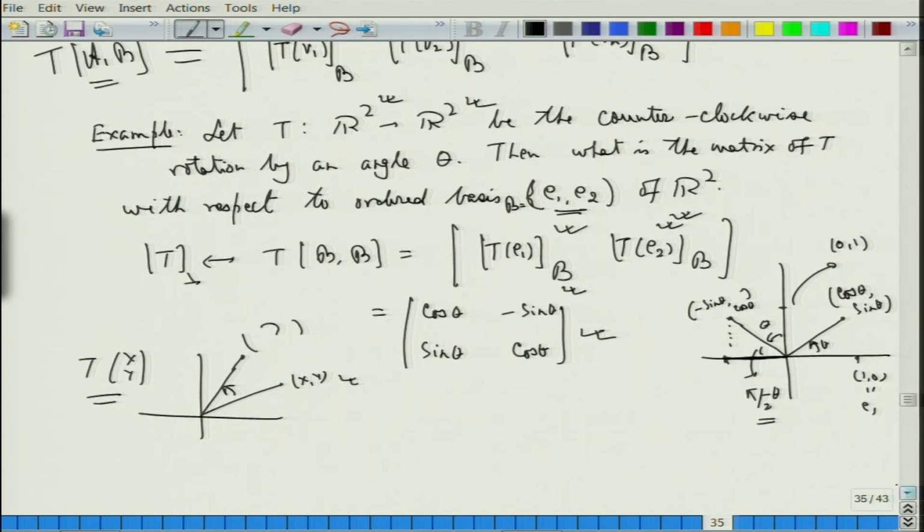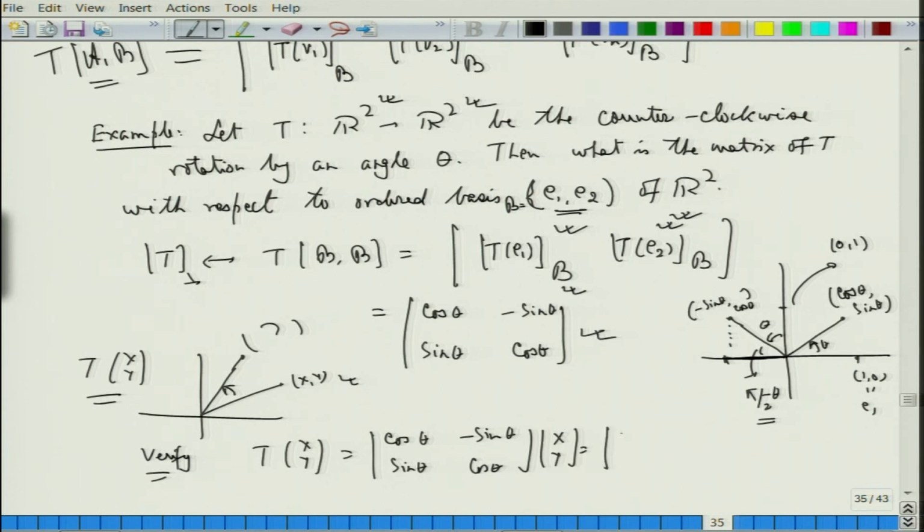So just verify that T of xy, since I am looking at a standard basis, it is nothing but the matrix cos theta, minus sin theta; sin theta, cos theta times xy, which is nothing but x cos theta minus y sin theta and x sin theta plus y cos theta. So I would like you to verify that these points are same. The point here and the point here, they are the same. Is that okay? You can do it differently also, but that's the way we do it.